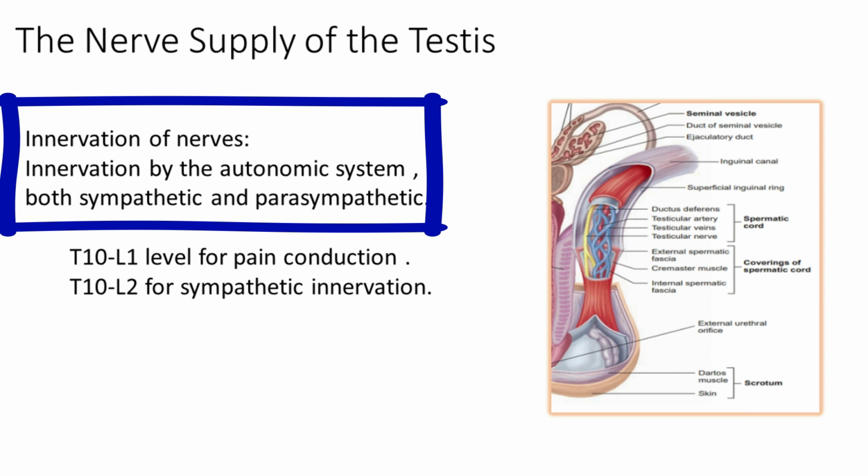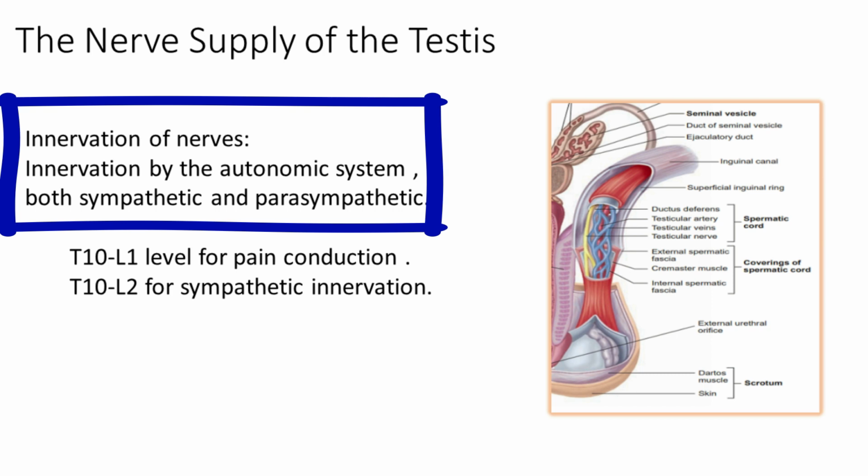The sympathetic nerves that innervate the testes originate from the thoracic sympathetic chain ganglia, specifically from the T10 to L2 level of the spinal cord. The sympathetic nerves primarily regulate the smooth muscle functions within the testes, such as the contraction of the ductus deferens during ejaculation.